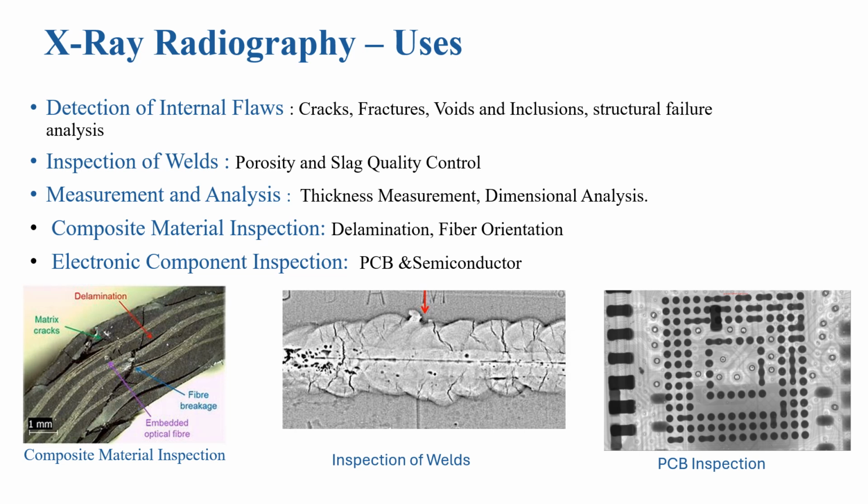It can be used for composite materials. Composite materials are very important nowadays because they have replaced most of the metallic materials. The main problem with composite materials is delamination and fiber orientation. In order to find out the delamination and fiber orientation, we use non-destructive testing such as X-ray radiography. In the manufacturing of PCBs and semiconductors, we also use this technique in order to find out component inspection and flaws.